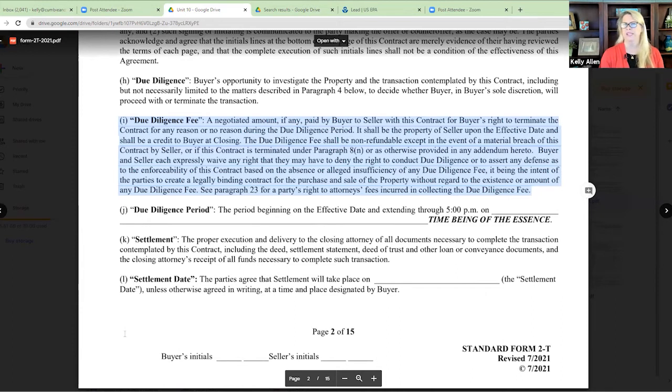Do you think sellers feel very confident in that? No. So do you think sellers enjoy a robust amount of due diligence money? Absolutely. If they can get it, and in this market, they're getting it for sure.